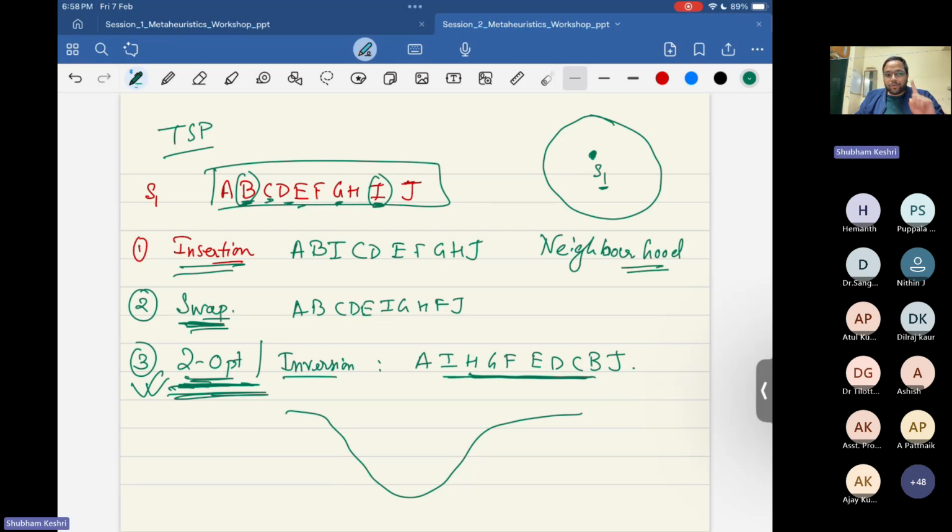I'm creating a neighborhood with, suppose, 1 2-opt. Okay. This is a neighborhood. So the idea of neighborhood is clear, by the way: maybe one swap, or maybe one insertion. That is the neighborhood. You can enlarge the neighborhood. You can say, okay, I will enlarge my neighborhood.